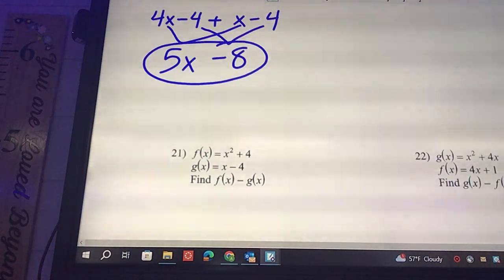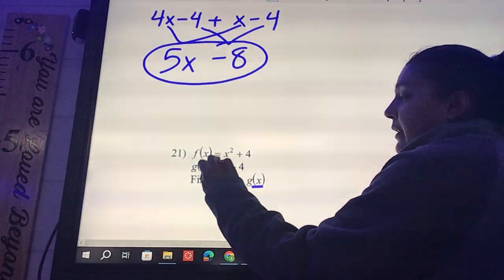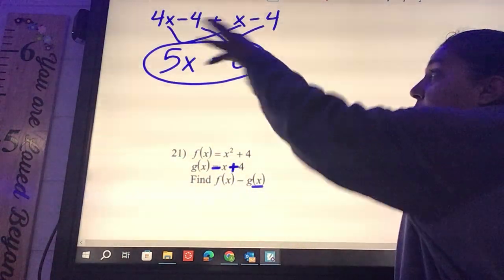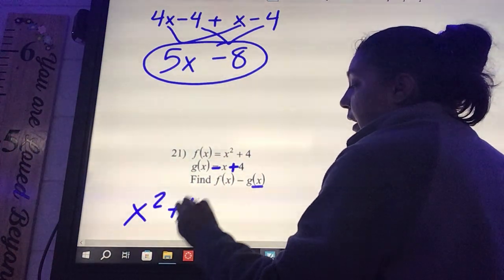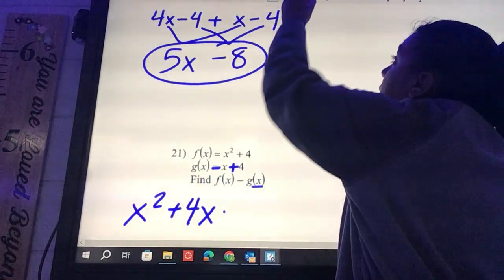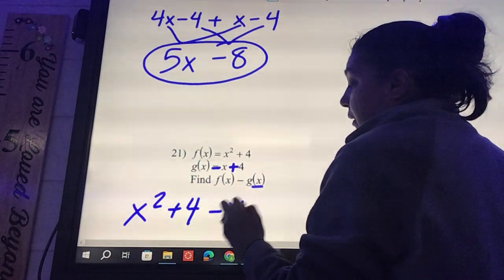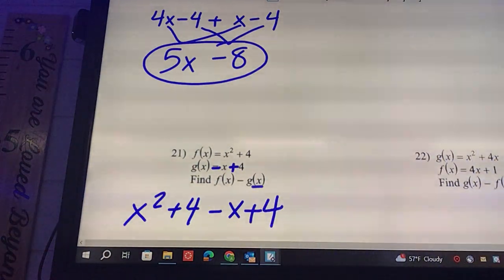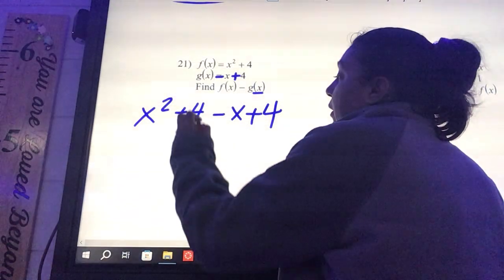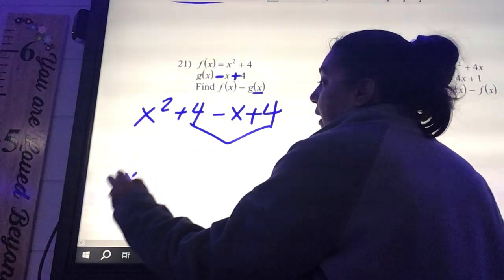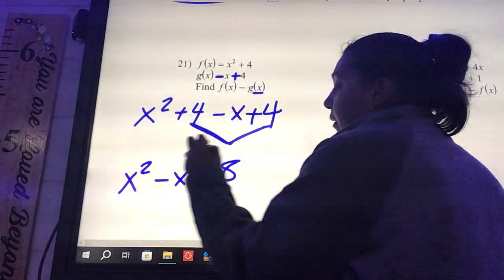Okay, for the subtraction, you gotta change all the signs on the second one, okay? So g of x is my second one, so it's gonna be a minus x and a positive 4. And then we write it out just like the addition. Okay, so it's gonna be x squared plus 4, sorry, not 4x. Minus x plus 4. Okay, the 4's can go together and that's it, so it's gonna be x squared minus x, and for this part, you're gonna get a positive 8.